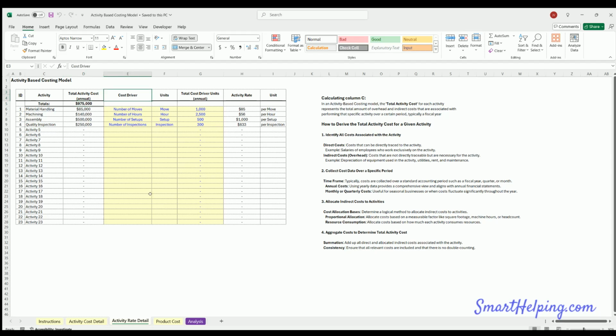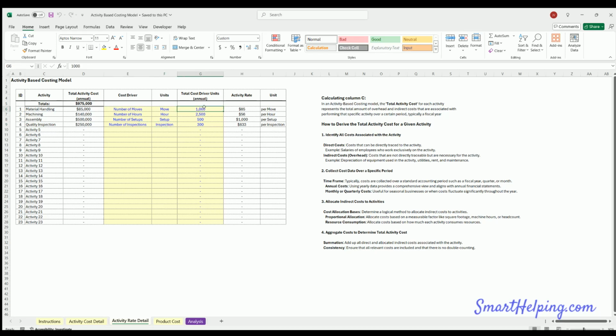And now you want to drive the cost into units. For material handling, what makes the most sense? You could do it per move. Machining might be in hours. Assembly could be how many setups, and quality inspection, how many inspections.